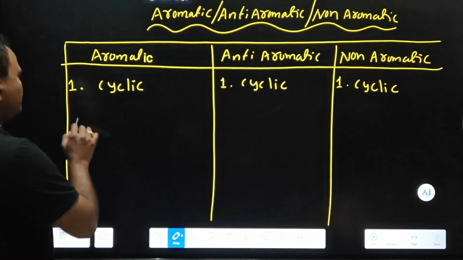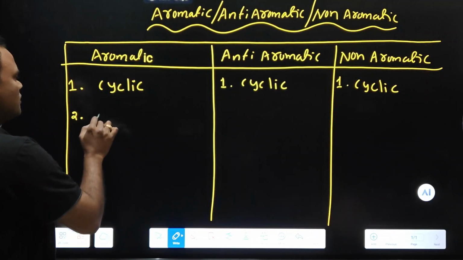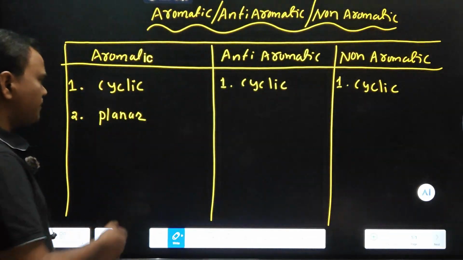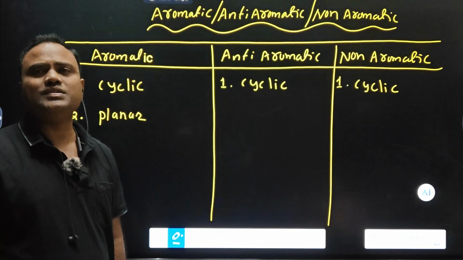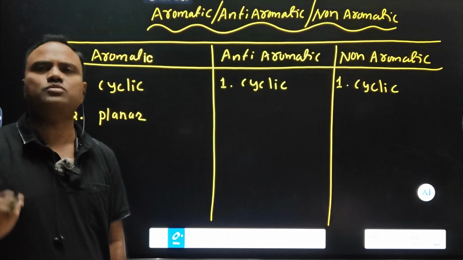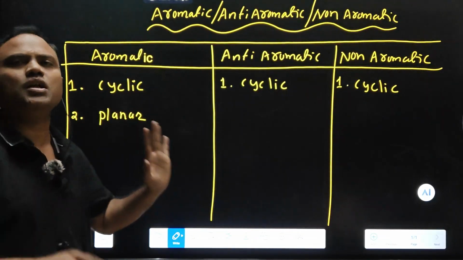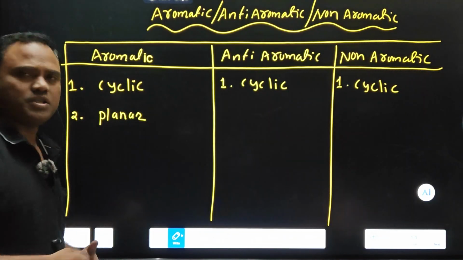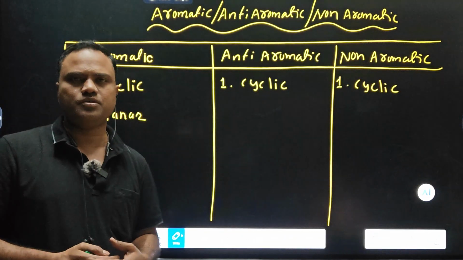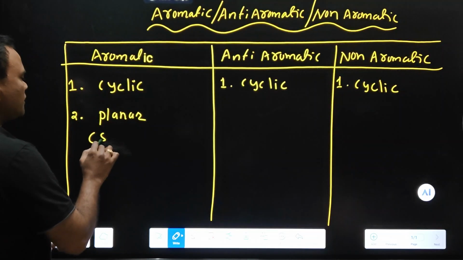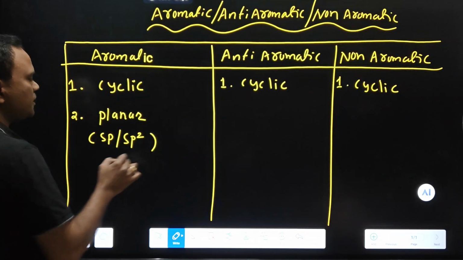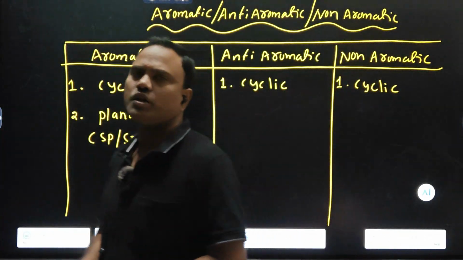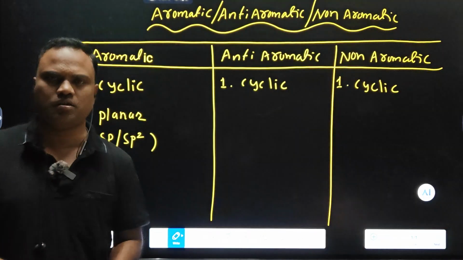Second condition: the compound should be planar. Planar means it contains sp2 hybridized carbons, right? All the atoms are present on the plane only, not out of the plane. Every atom is present on the plane only. But how can we identify the presence of sp2 hybridized carbons in a molecule or ion? If you have all sp2 hybridized carbons, then that is said to be a planar molecule. Very easy.